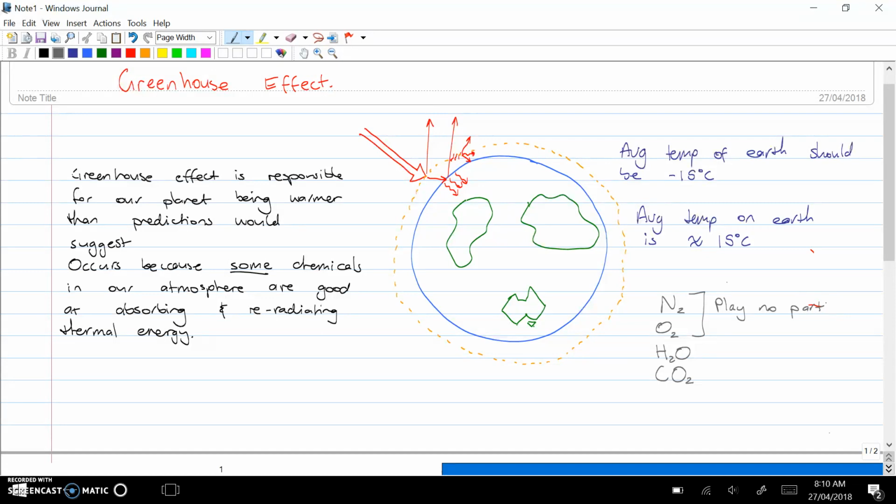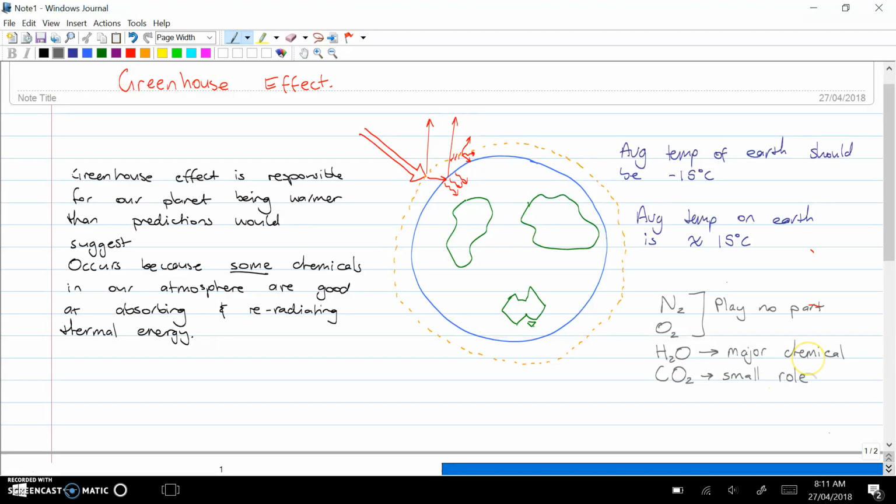Nitrogen and oxygen play no part in the greenhouse effect because the diatomic molecules appear to be no good at absorbing thermal radiation. They appear to be no good at it whatsoever. Of the materials that are left, carbon dioxide and water, water is the major player. It is the water in our atmosphere that is the main contributing greenhouse gas to the natural greenhouse effect. Carbon dioxide plays a small role.